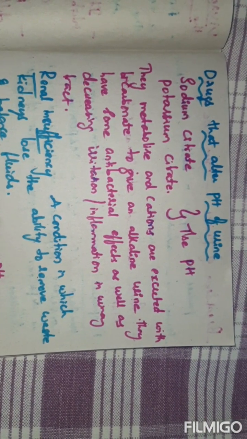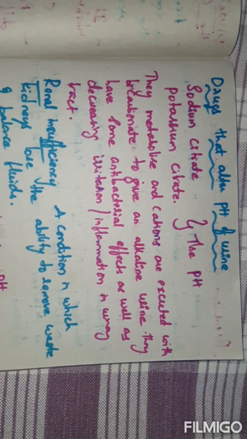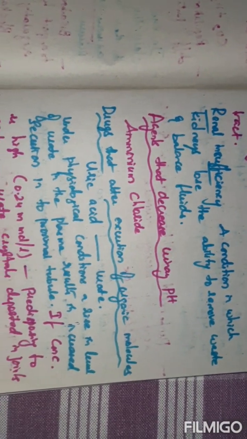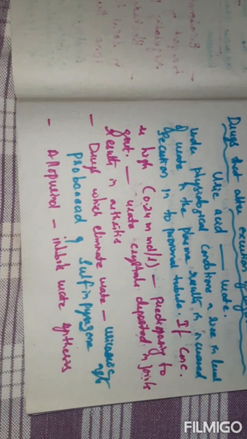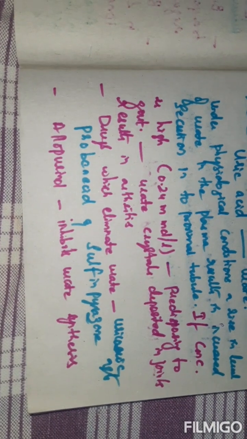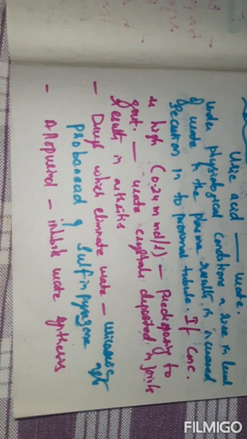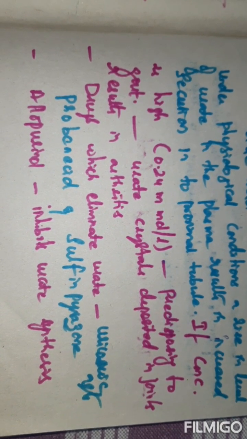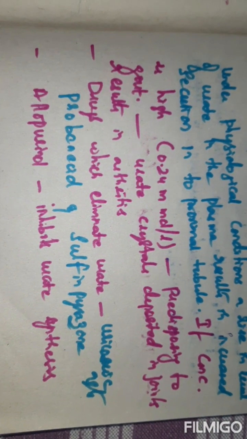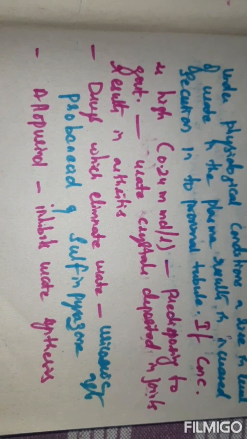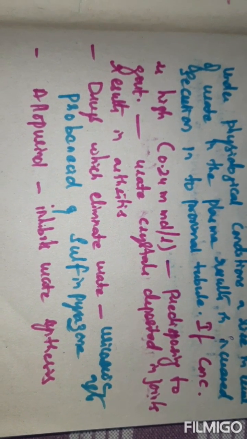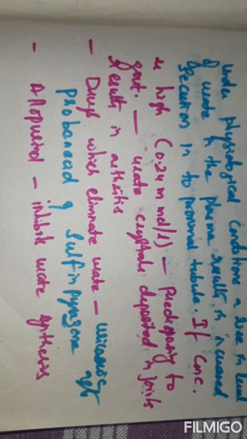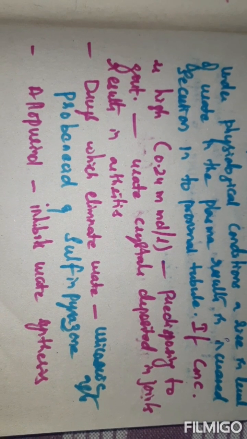Other drugs are those that alter the pH of urine: sodium citrate, potassium citrate, and ammonium chloride. Coming to drugs which eliminate urate, those are known as uricosuric agents. Examples are probenecid and sulfinpyrazone. Whereas allopurinol inhibits urate synthesis itself, probenecid eliminates urate, and the one which inhibits urate synthesis is allopurinol.